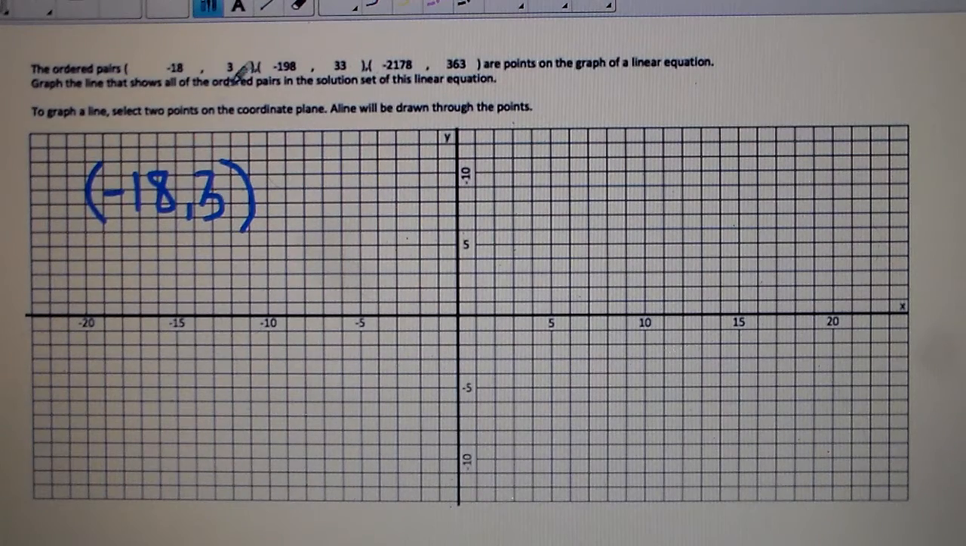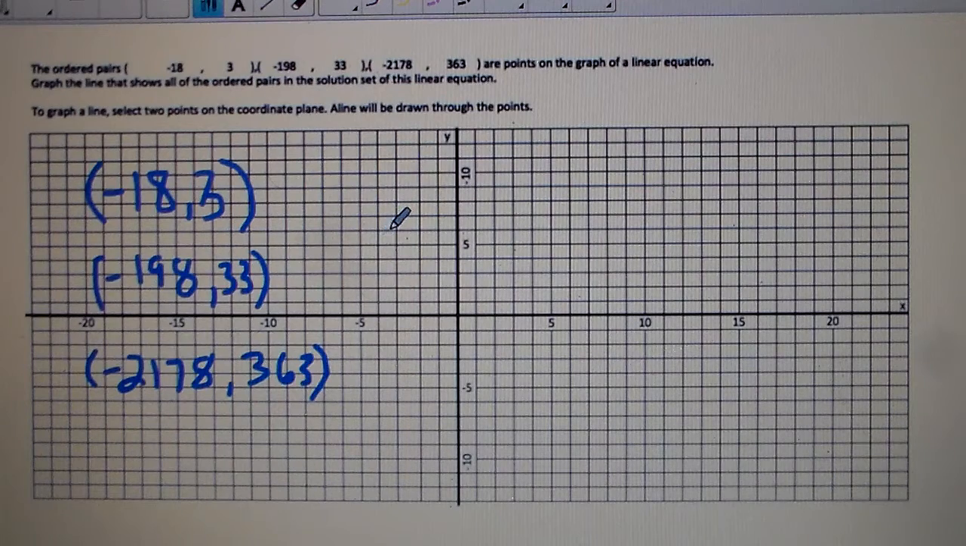So you have -18, 3 as our first coordinate. Our second coordinate is -198, 33. And our last coordinate is -2178, 363. Those are the three ordered pairs that are points on a graph of a linear equation. So all three of these coordinates are on the same line.